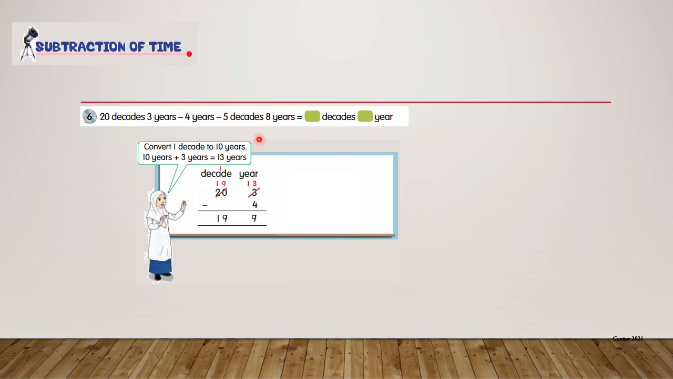The question didn't finish. You must subtract with 5 decades and 8 years. So we bring it to the side to solve it. Decade and year, we write back 19 decades and 9 years, subtract by 5 decades and 8 years. Years by years can be subtracted. 9 subtract by 8, you get the answer 1. 19 subtract by 5, you get 14. So the answer for this question is 14 decades and 1 year. Okay, we are going to the next slide.